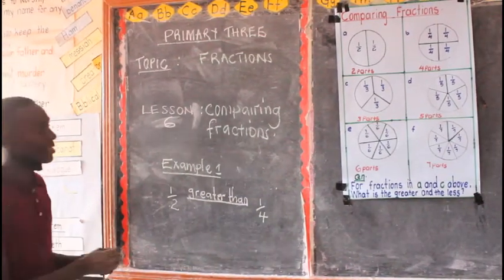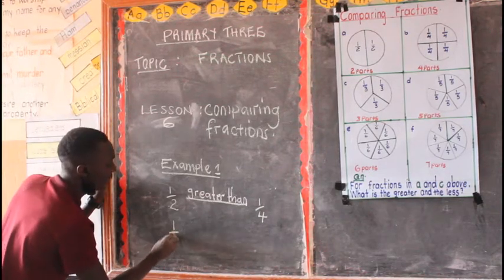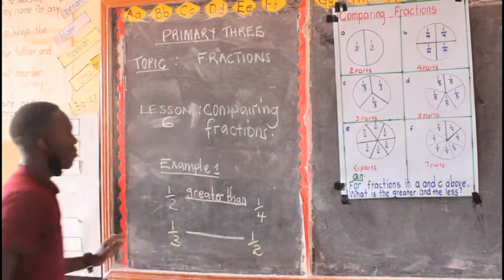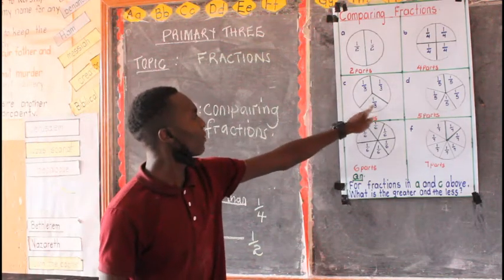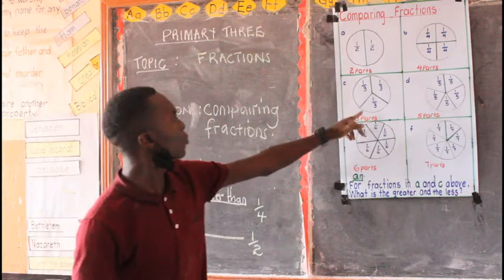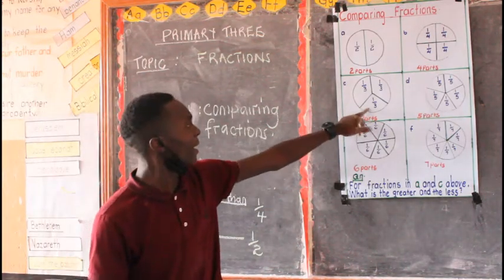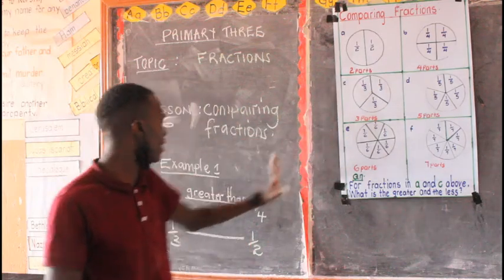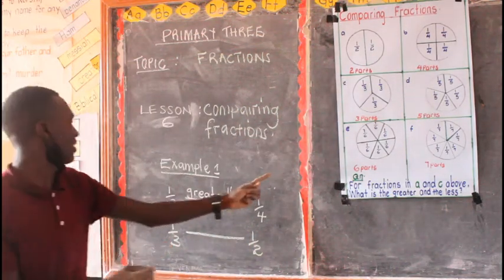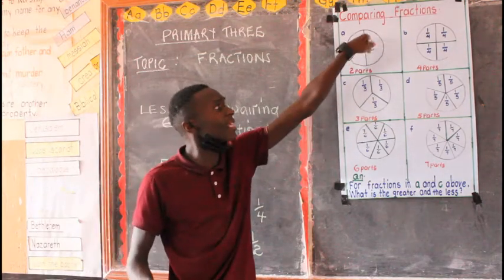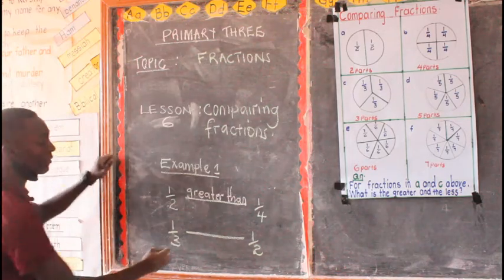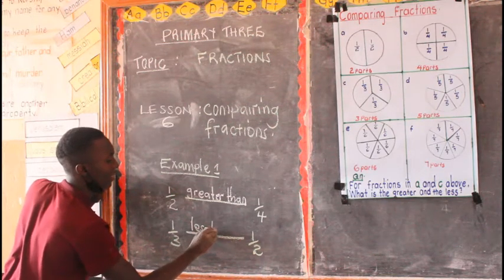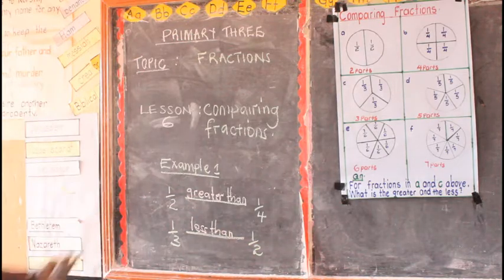I can give you also another example. 1 out of 3 dash 1 out of 2. This is 1 out of 3, and this is 1 out of 2. We see that this 1 out of 3 is small, smaller than this one. This part is less than this part. So here we can say that 1 out of 3 is less than 1 out of 2.